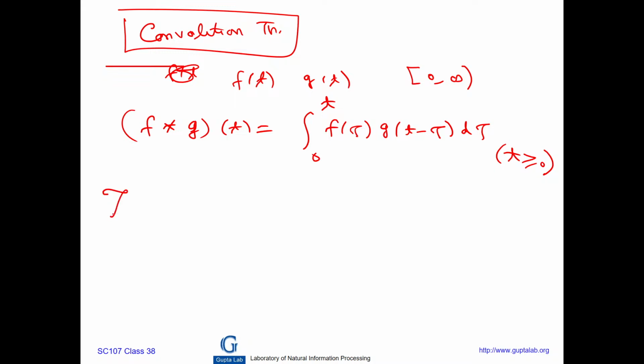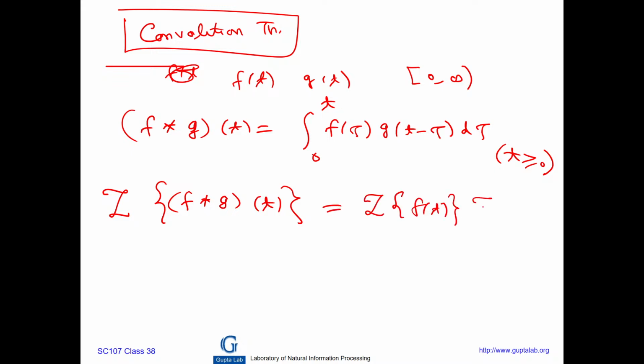I just want to tell you that the Laplace transformation of the convolution of two functions is the Laplace transformation of f of t times the Laplace transformation of g of t. So this is nothing but F of s and G of s, the product of two functions. This is a beautiful formula.